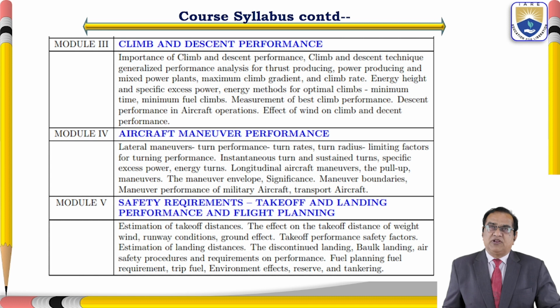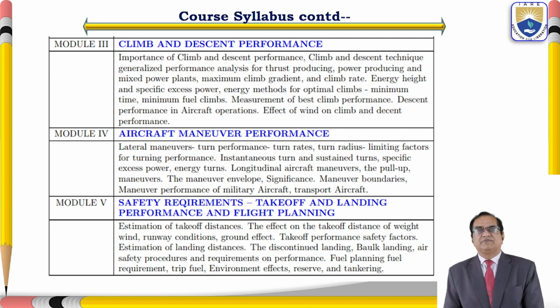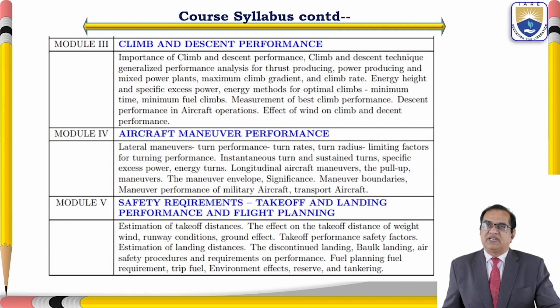Then we have the safety requirements, takeoff and landing performance and flight plan: estimation of takeoff distances, the effect on takeoff distance of weight, wind, runway condition, ground effect, takeoff performance, safety factors, estimation of landing distances, the discontinued landing, balked landing, air safety procedures and requirements on performance, fuel planning, fuel requirement, trip fuel, environmental effects, reserve and tankering. These are the modules which we will be covering in this course.